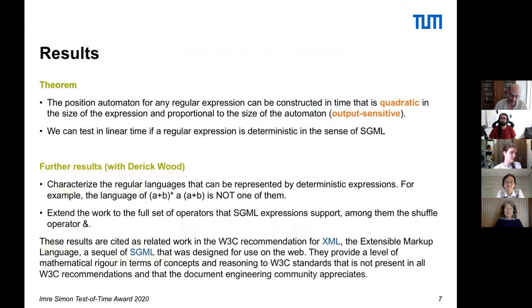And that gives us the new result that position automata for regular expressions can be constructed in time that is quadratic in the size of the expression. Of course, we assume finite alphabet size, which is maybe also a theoretical assumption, but in that sense, it's then quadratic, and the naive construction used to be cubic. And the construction is proportional to the size of the output. It's output sensitive. And to come back to this context where it all started, with document grammars and this standard SGML, we can test in linear time if a regular expression is deterministic in the sense of SGML.